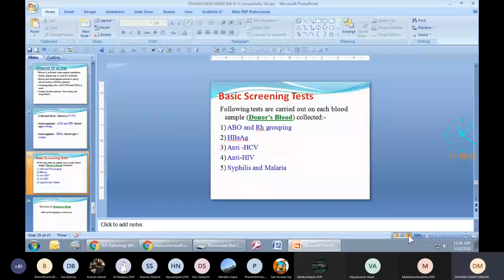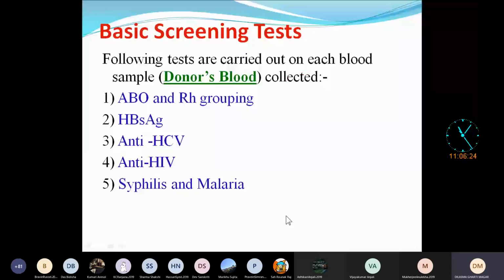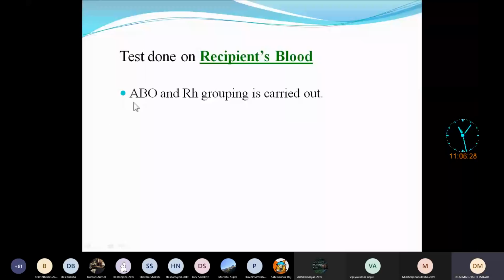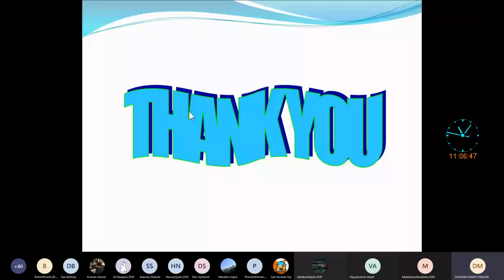Now for the tests done on recipient blood, here we will do only the ABO and then the Rh grouping. So in the recipient, we don't have to do the HIV, HBsAg, hepatitis B, hepatitis C, or malaria tests. Only in the recipient blood, we will do ABO and then the Rh grouping. Clear? Did you understand today's class? Yes, ma'am. Any questions? Do you have any questions?